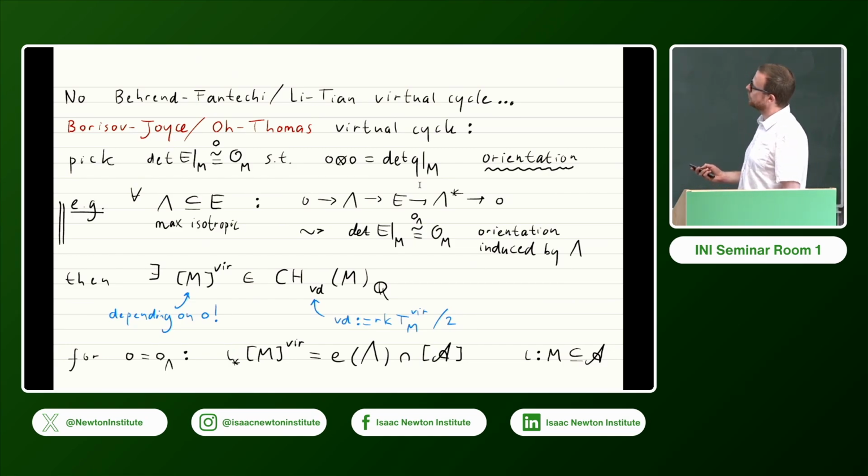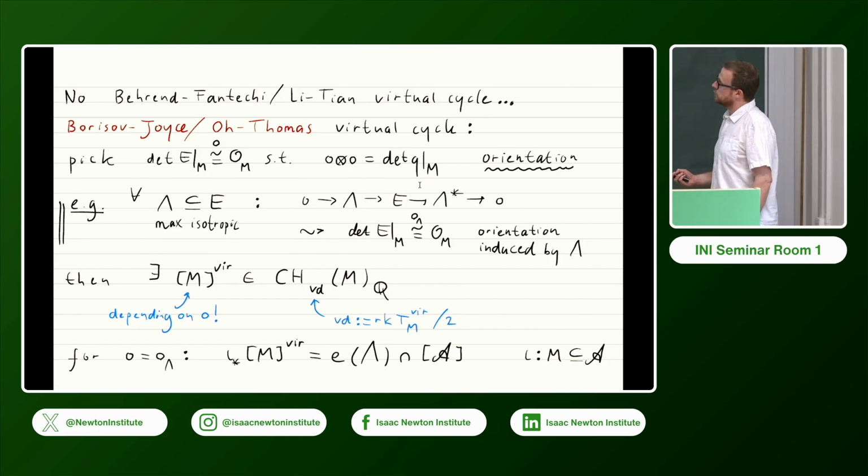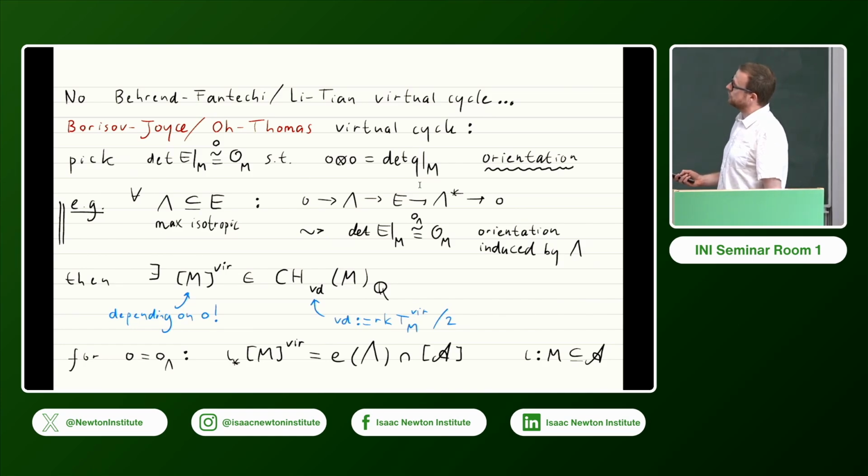So for their construction, you need some extra data, which I'll talk about now. You need what's called an orientation. What this is in our setting is an isomorphism between the determinant of our quadratic bundle and O, and it needs to have the property that its square is the determinant of the quadratic form.